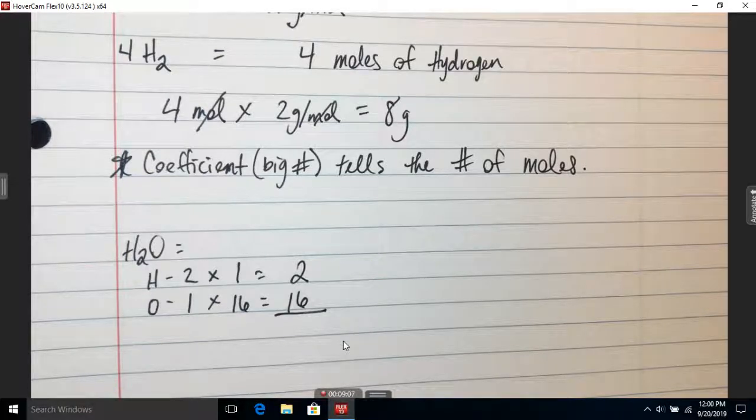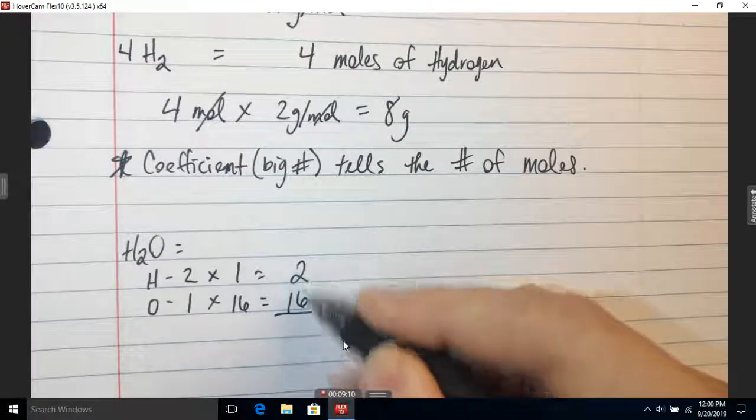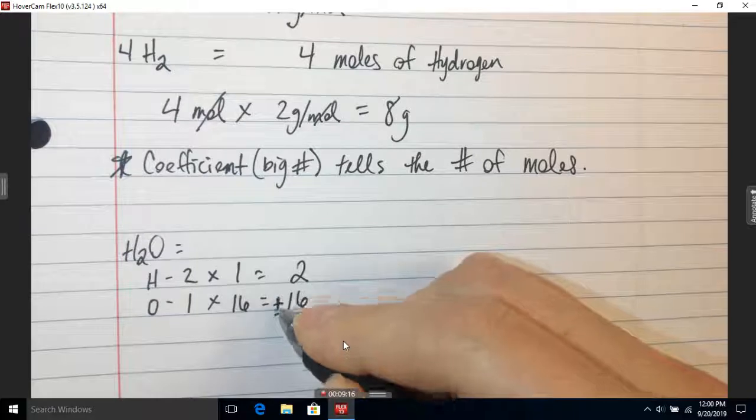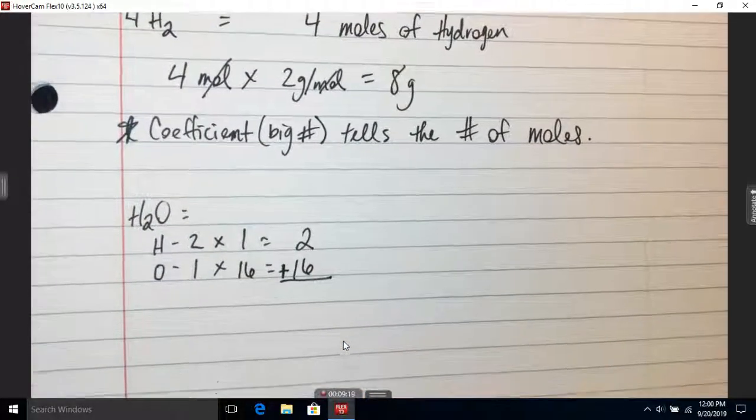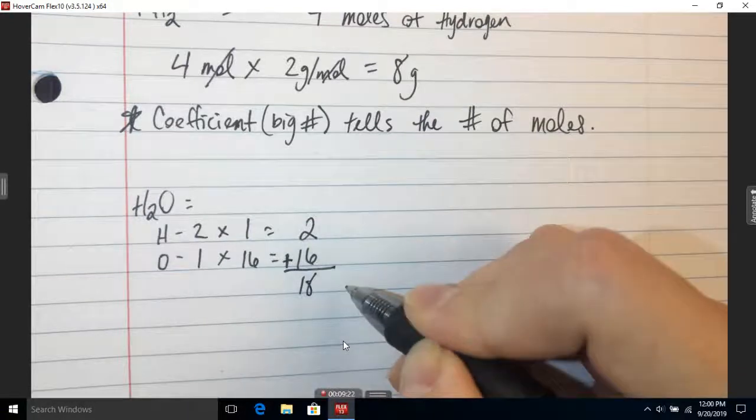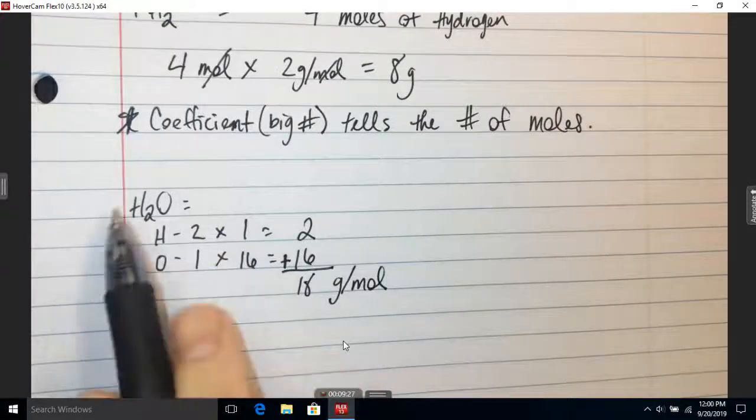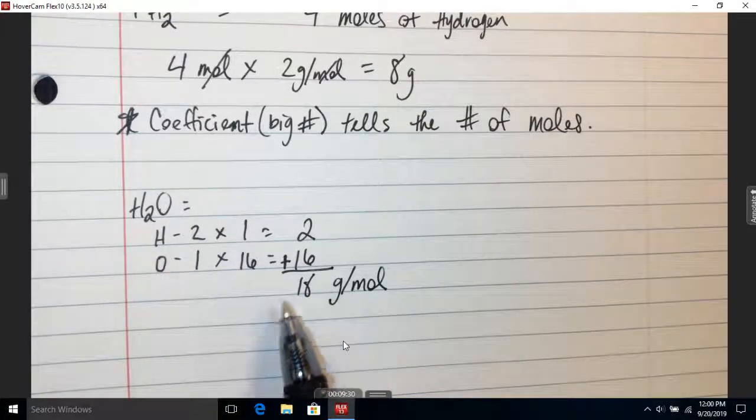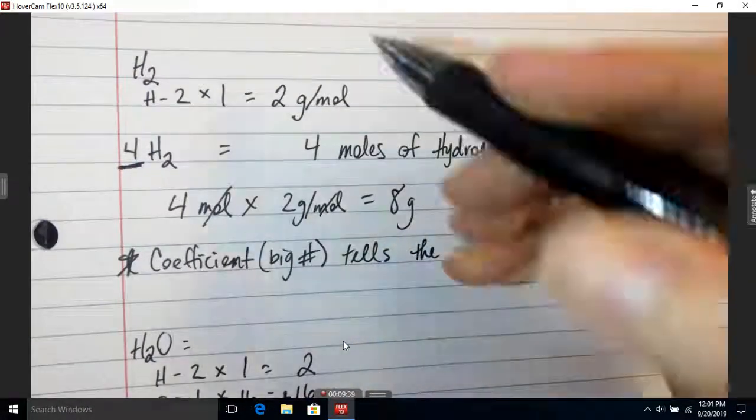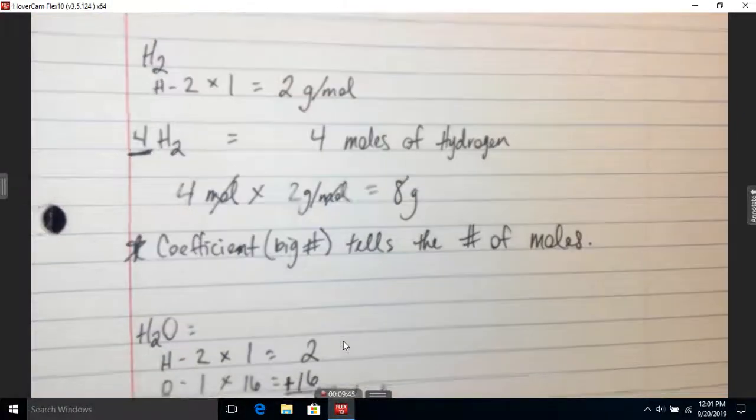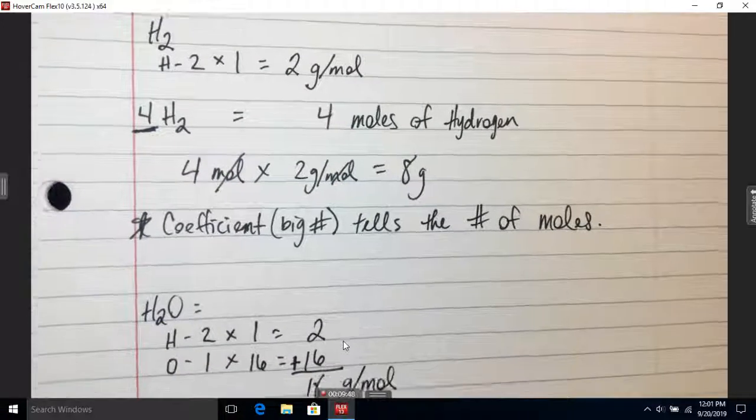Now I need the total mass for all of the atoms. So what am I going to do with these 2 numbers? Add them. The total. I said the word total. 18 grams per mole. Because this is only 1 mole. So that's how many grams are going to be in each mole of that. So if it's got a coefficient, I end up with grams. If it's in just 1, then I end up with grams per mole. Does that make sense? Okay.